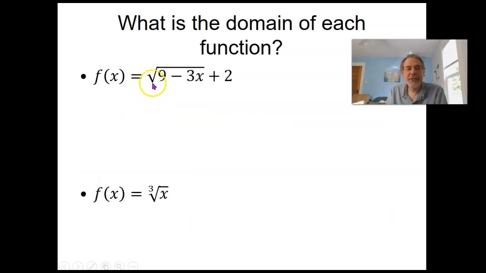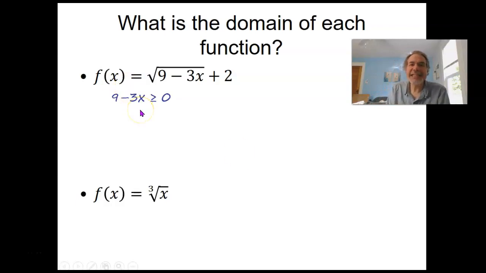What about if f of x is the square root of 9 minus 3x, plus 2? Now careful, notice how far out the radical sign extends. The only thing we're taking the square root of is the 9 minus 3x, not the plus 2. So it's the 9 minus 3x that has to be greater than or equal to 0. It can't be negative, it can't be less than 0, so it has to be greater than or equal to 0. It's okay if it's equal to 0, it's okay if it's positive, it just can't be negative.